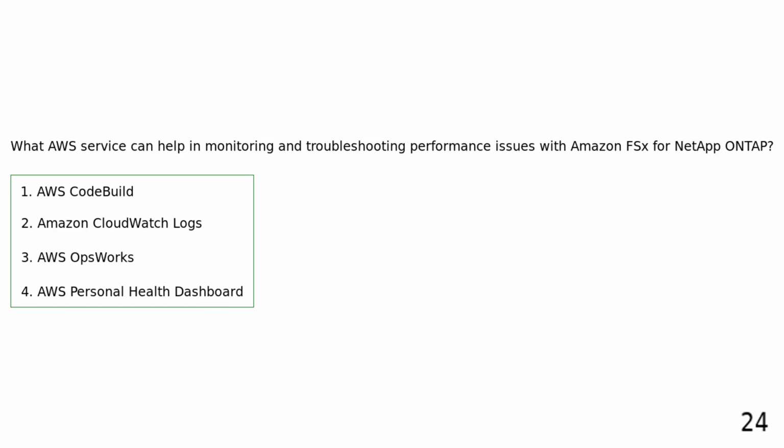What AWS service can help in monitoring and troubleshooting performance issues with Amazon FSx for NetApp ONTAP? AWS CodeBuild. Amazon CloudWatch Logs. AWS OpsWorks. AWS Personal Health Dashboard. Amazon CloudWatch Logs can be used to monitor and troubleshoot performance issues with Amazon FSx for NetApp ONTAP.